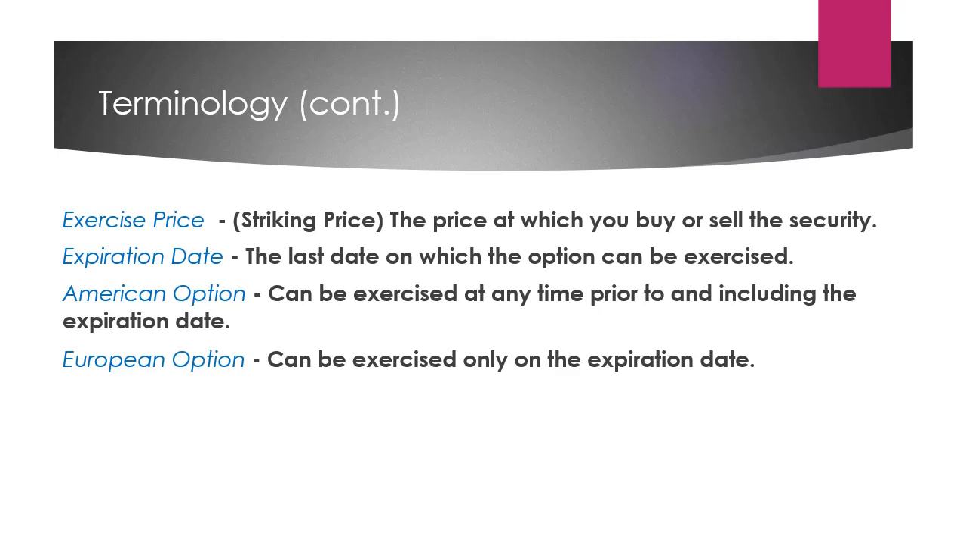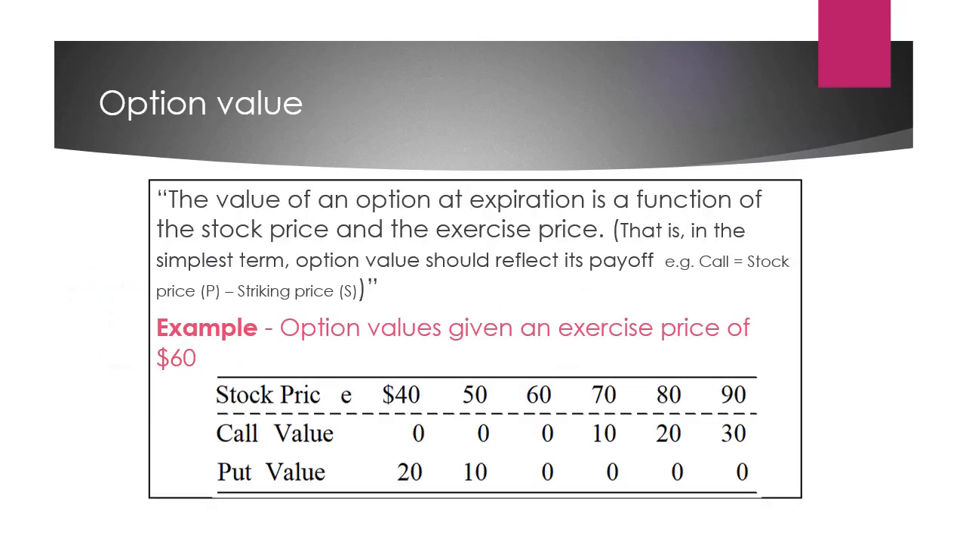All options usually act like European options because you make more money if you sell the option before expiration versus exercising it. After understanding the basic terminologies of option pricing, the most pertinent question now is how to find the option value. The value of an option at expiration is a function of the stock price and the exercise price. In the case of a call, the payoff equals the stock price minus the strike price, and the opposite is true for the put option value: the striking price minus the stock price.